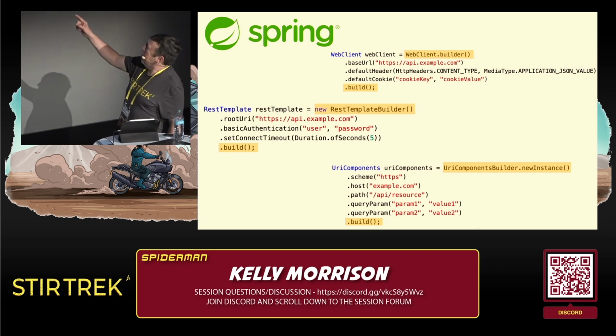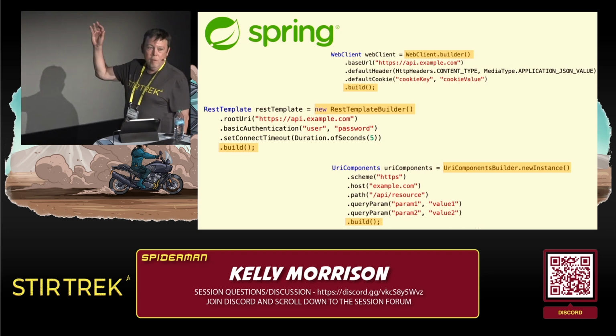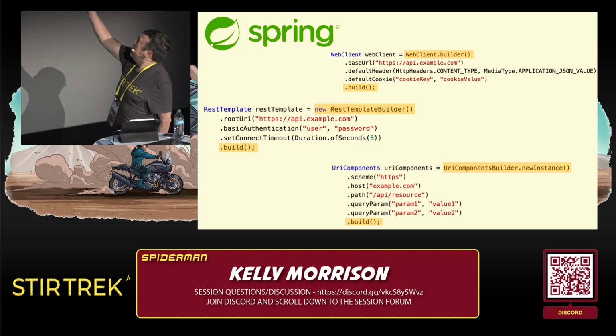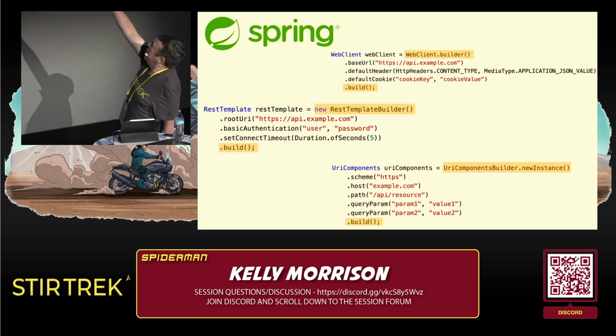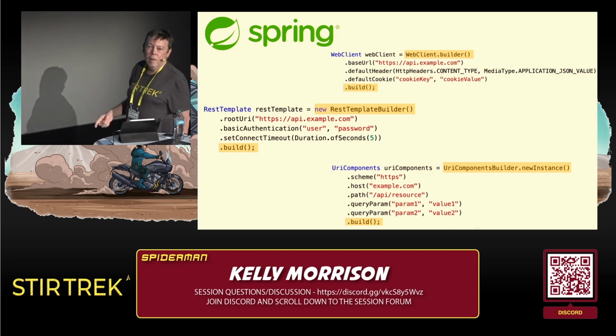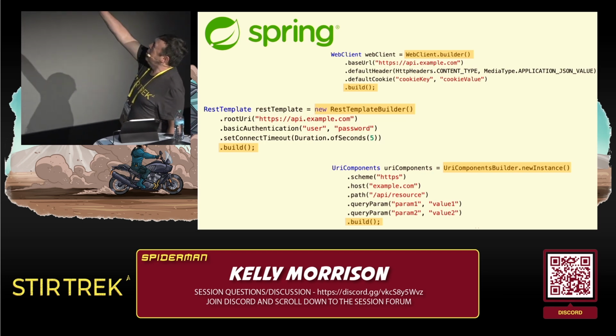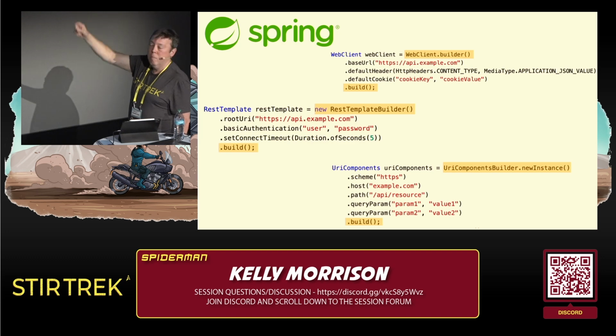These are three Spring APIs for basically dealing with web connections. The first one's a web client, and you can see it calls webclient.builder. Then it gives it a couple of configuration items, like here's a URL I'd like to call, here are the headers and cookies, and then it builds you a web client. For REST templates, instead of calling webclient.builder, you just create a new builder class. And that's the same thing. You configure it, and then you hit build. It creates a REST template.